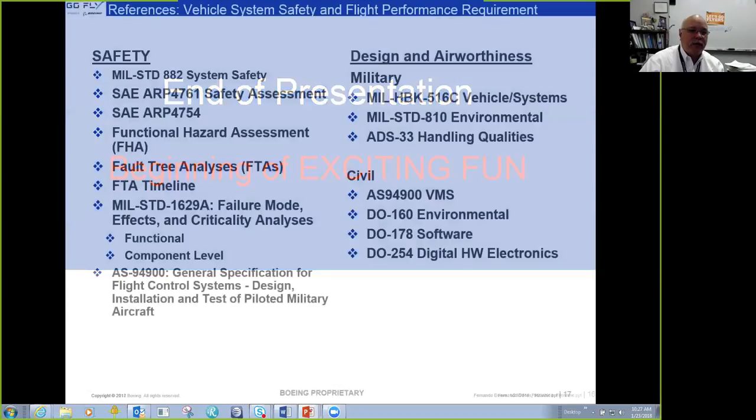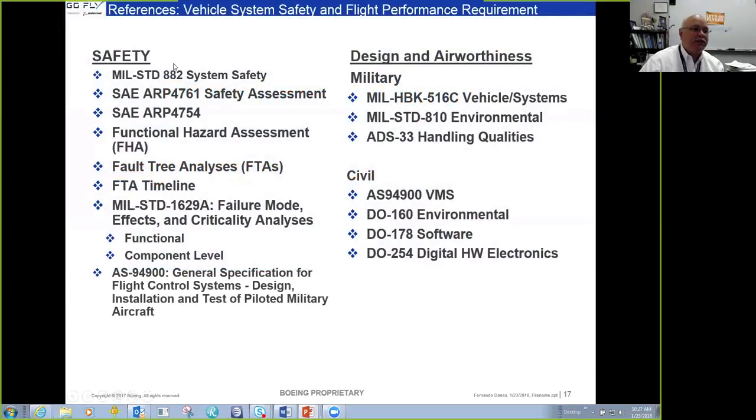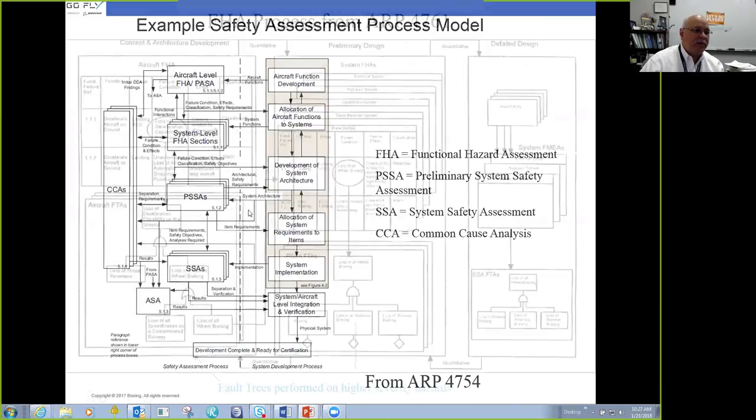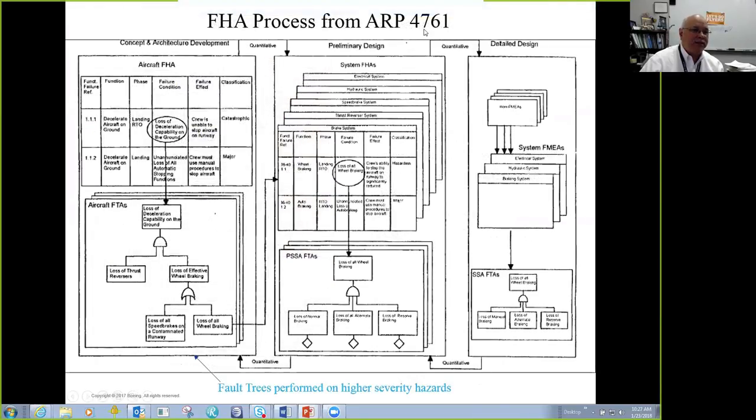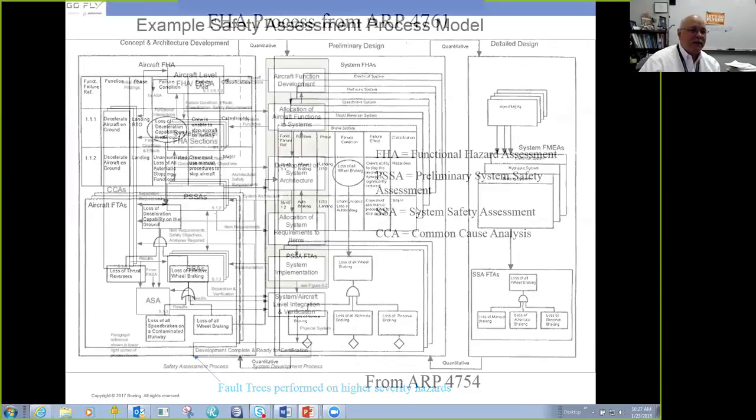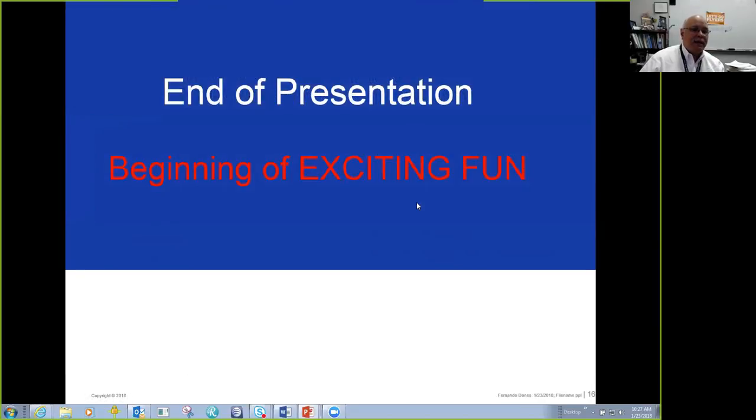And I will include in my document this chart that is a list of documents and some of the key charts that are in this 4761 document that I talked to you about. And so you'll have that as a reference. And with that, I can take any questions.